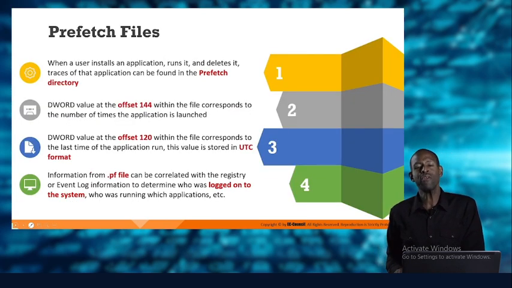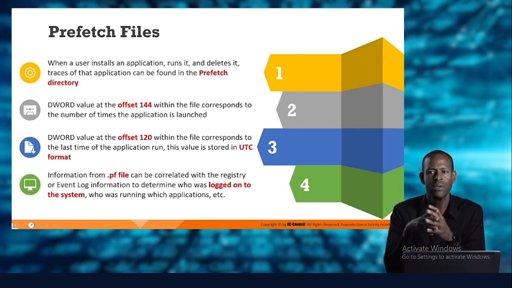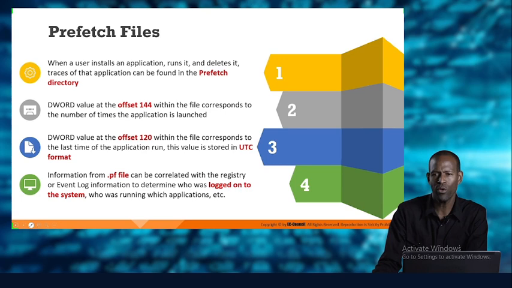All right, what about prefetch files? So if I were to install an application, run it or delete it, the traces of what the application was doing and what it was can be found in the prefetch directory. There's a dword value at offset 144 within the file that corresponds to the number of times the application was launched. An application that's launched quite a lot on most computer systems is a browser. So we can look at that dword at offset 144, or 120, which is the last time the application was run. That's going to be in UTC format.